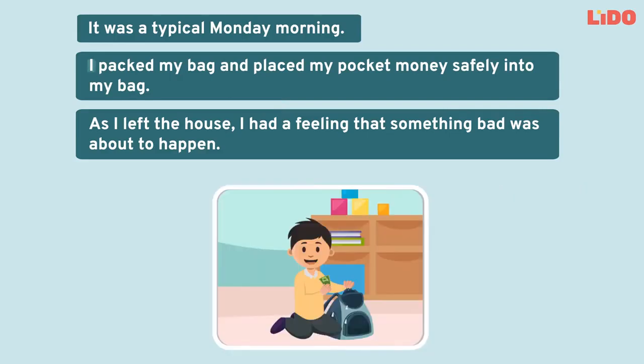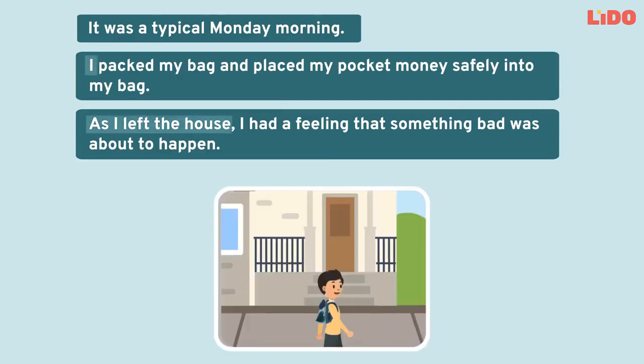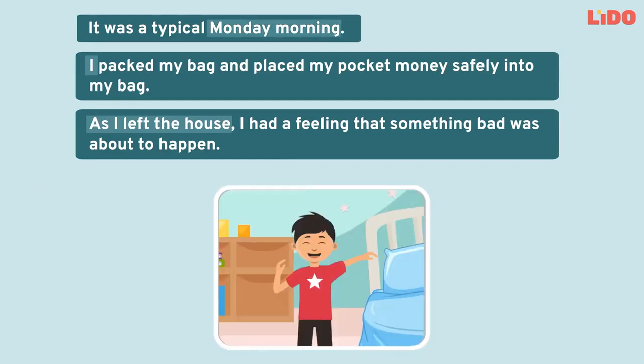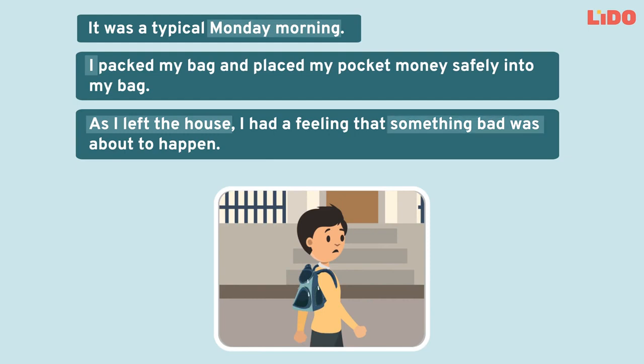Here, we know the I in the story is our main character Suraj. The setting is his house in the morning on a Monday. Now, the moment he felt something bad was about to happen gives us an idea of a problem. What's going to happen next though? Let's find out in the middle.